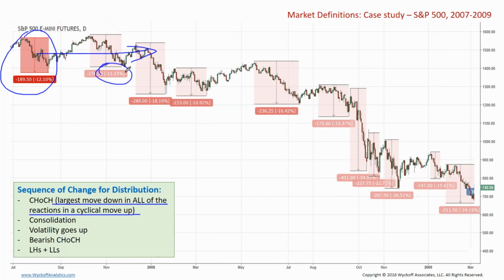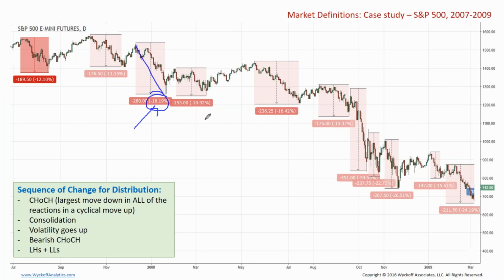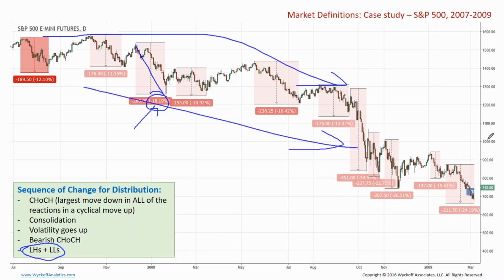Once we go into the consolidation, we are going to have some kind of continuation of that newly established trend with the bearish change of character, and we're seeing that on the way down, volatility increases even more. So here you should be confident that we're already in the potential distribution right here. We definitely want to see the confirmation of the trend with lower lows and lower highs, which we observe here in all of these instances.